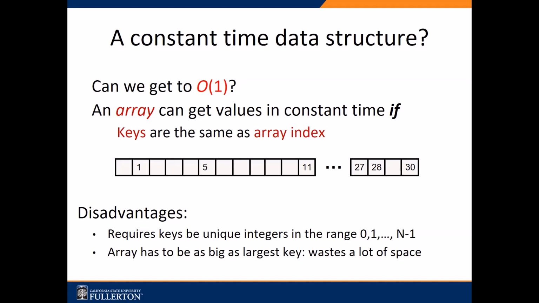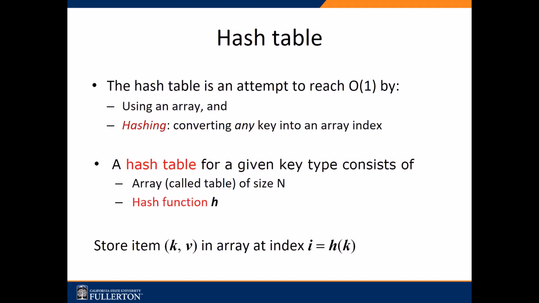So the hash table is an attempt to reach a constant time data structure using an array, but not using keys directly as array indices. Instead, we will use some math to convert any key into an array index, a process called hashing. So specifically, a hash table consists of an array of size n and a mathematical function that converts a key into an index of this array. So this array is sometimes also called a hash table, which is where the name hash table comes from.